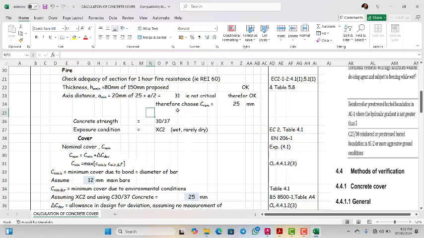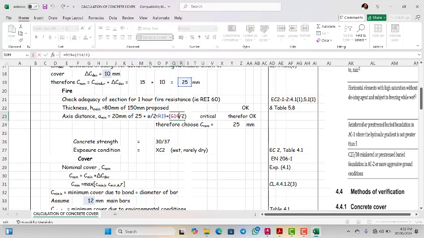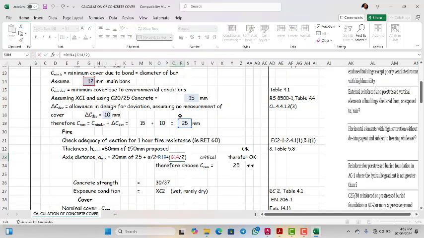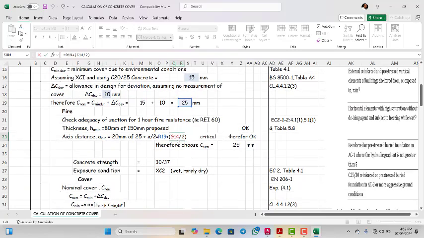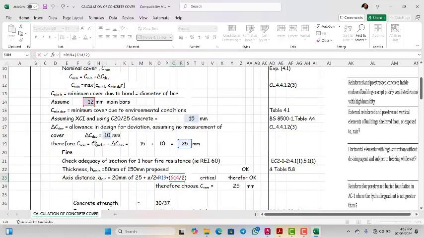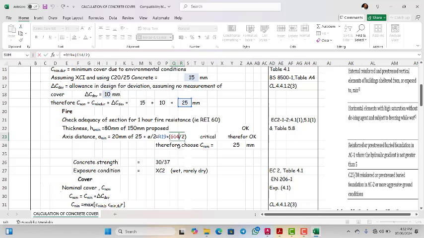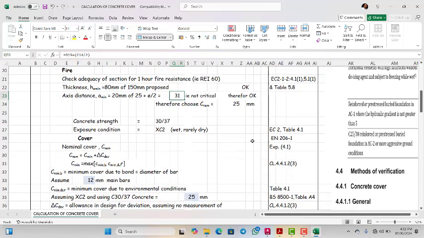So when you put this 25 plus the diameter of reinforcement divided by 2, you now have your actual axis distance to be 31, which is not critical. Therefore, choose C norm to be 25.